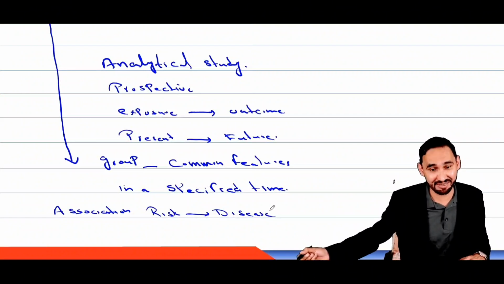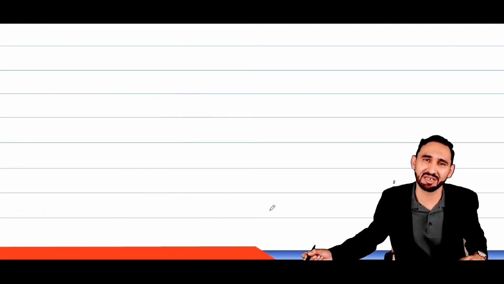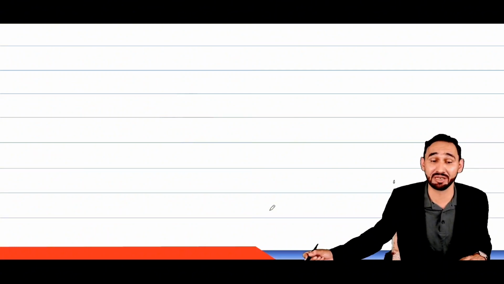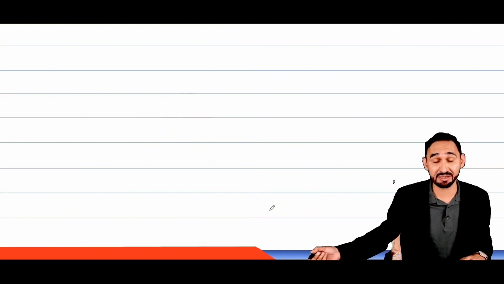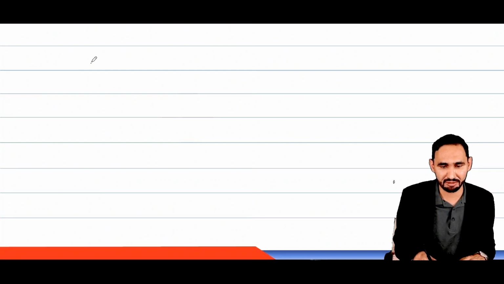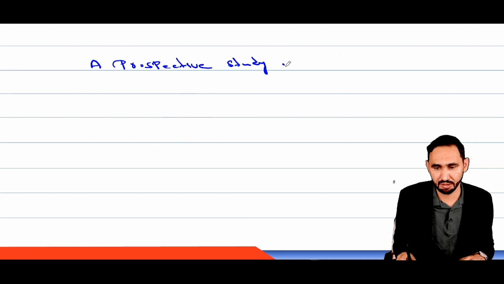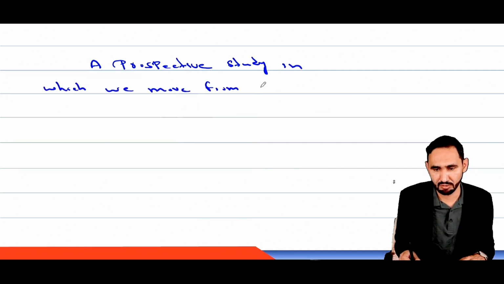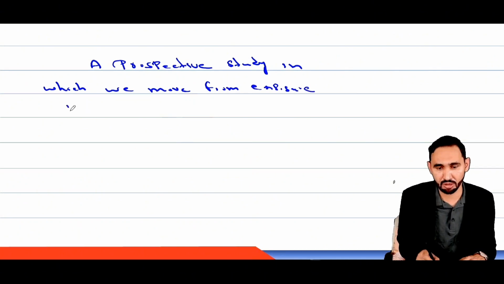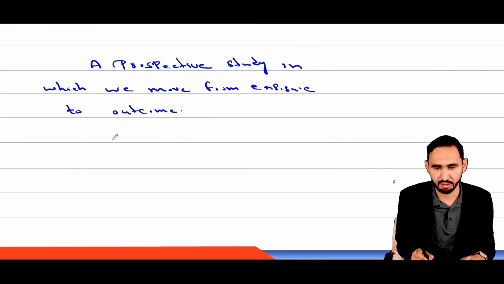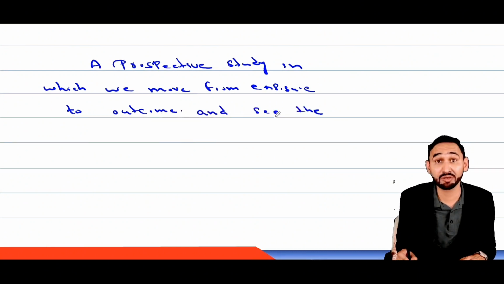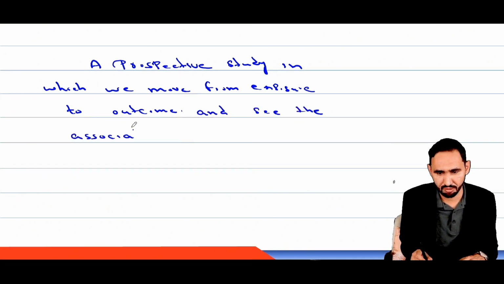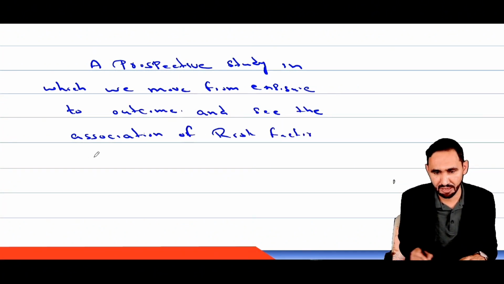In the end, how will we define cohort study, or what is the proper definition of cohort study? It is asked in exams. It is asked in university. So it's a prospective study in which we move from exposure to outcome and see the association of risk factor and disease.